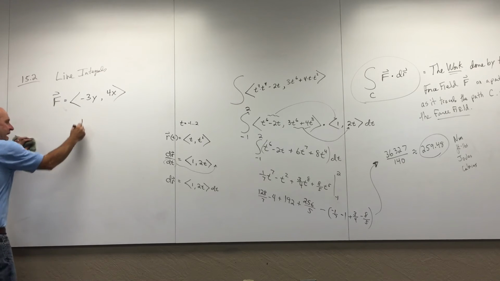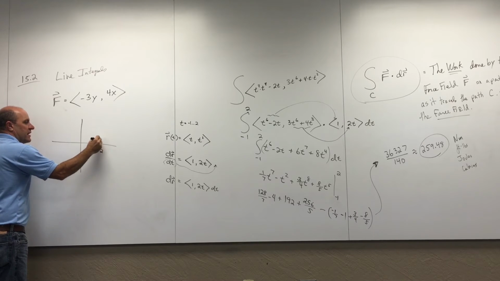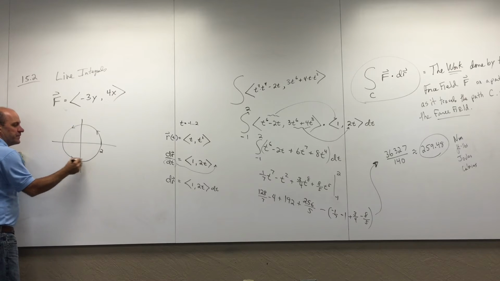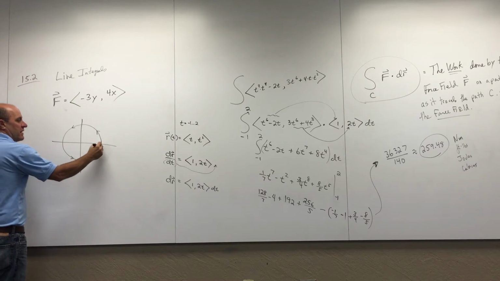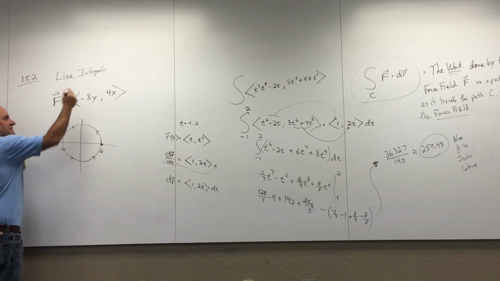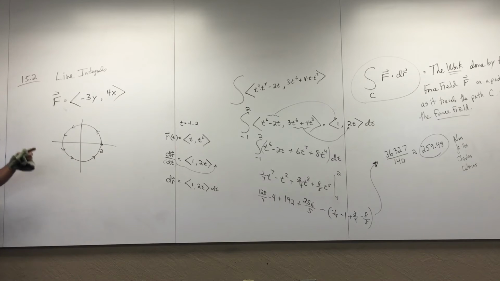And then here's my path. My path is a circle of radius 2, and I'm going counterclockwise on it. So there's my path, and that's my vector field. I want to find the work done by the vector field on the particle as it travels this path.